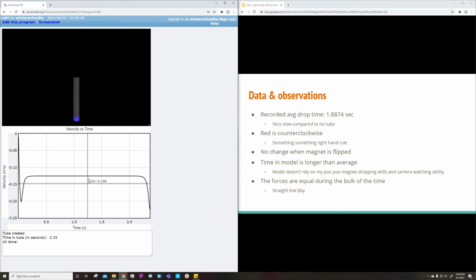And so we can tell by this straight line that the forces F gravity and F magnetic are equal during the bulk of the time. We can tell because it's for the most part constant velocity, and in here is just where it's falling before it enters the tube and after it exits.